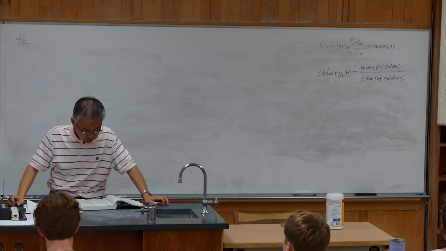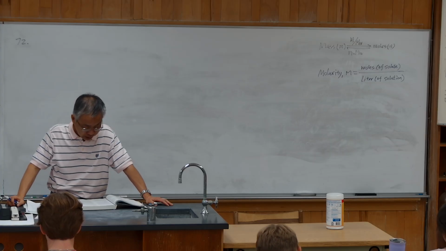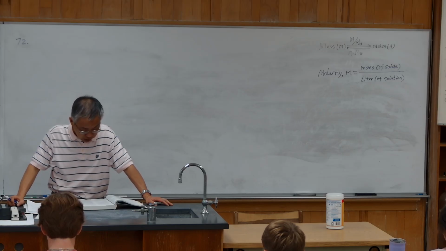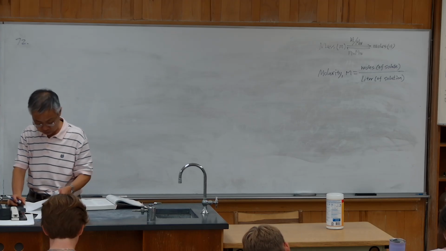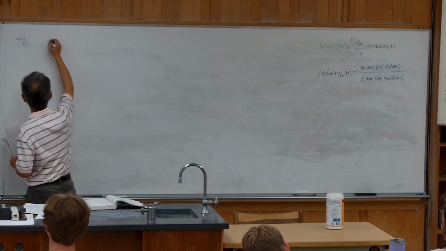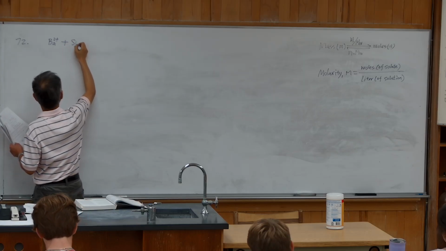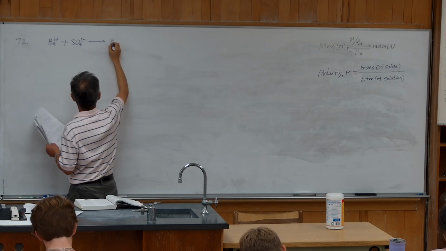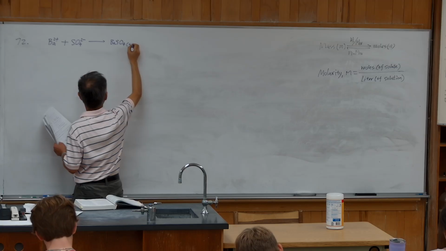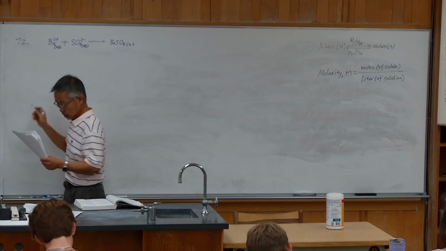72. The concentration of sulfate in water can be determined by adding a solution of barium chloride to precipitate the sulfate ion. Write the net ionic equation for this reaction. The net ionic equation is: we add barium ion to the sample water that has sulfate in it. Barium reacts with sulfate to form barium sulfate precipitate. This is a net ionic equation.